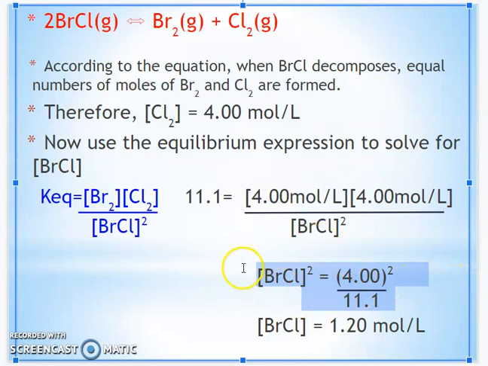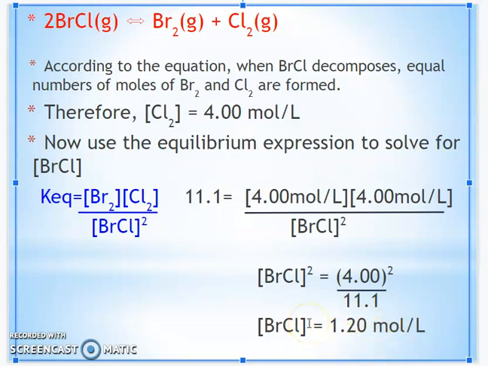Because we have our BrCl squared isolated on this side, we have our 11.1 on the bottom, and our 4 times 4, 4 squared right there. Then you simplify that expression even more. You have your 16 divided by 11.1, giving you a number which then you have to simplify further by square rooting both sides, because this squared means that we have to get rid of that. So if we square root the left side, we have our square root of BrCl squared equaling just BrCl, and we have our right side reducing all the way down to 1.20 moles per liter.